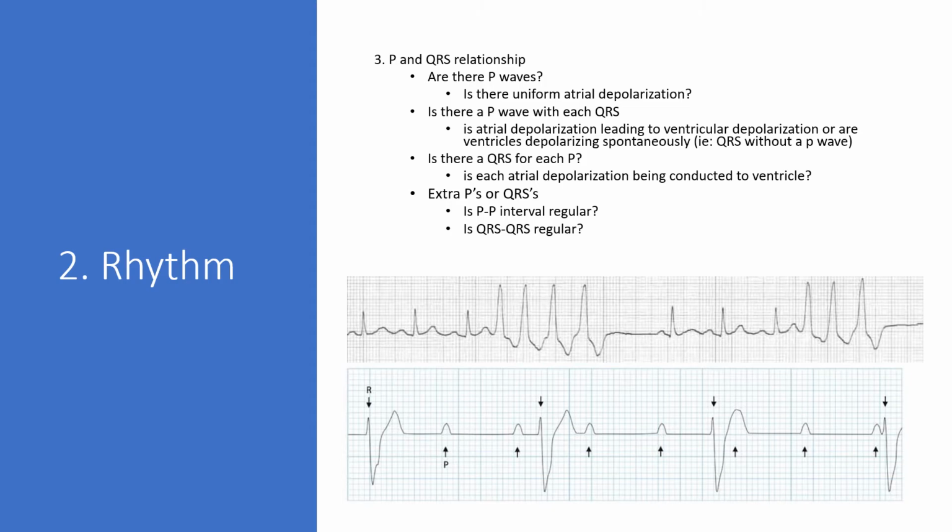So when you notice that you have extra P's or extra QRSs, it's a good idea to assess your P to P interval and your QRS to QRS interval. When I look at my P's, I can see that my P's are actually regularly spaced. So the atria are spontaneously depolarizing at a regular pace.